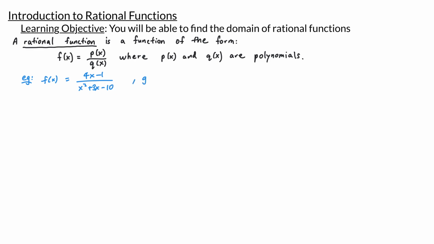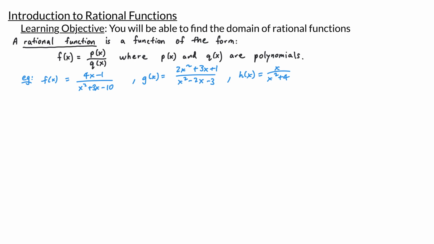Another example could be something like g of x equals 2x squared plus 3x plus 1 divided by x squared minus 2x minus 3. Because again, we have a fraction of two polynomials: 2x squared plus 3x plus 1 in the numerator, x squared minus 2x minus 3 in the denominator. Let's look at one more. Something like h of x equals x divided by x squared plus 4 is an example of a rational function because we have a fraction of two polynomials.